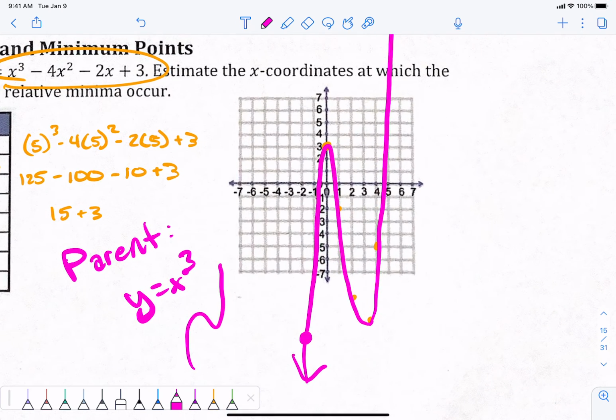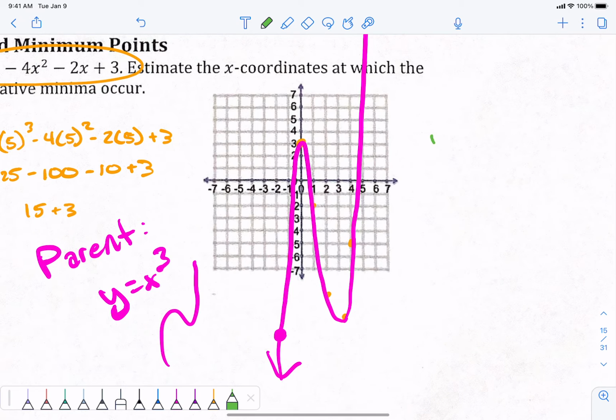Okay, so if we had to guess, he's going to have a relative max at where? A relative max is like a hill. Where's the hill located? Right there. What's that coordinate right there? 0, 3. 3 ish. Then a relative min.